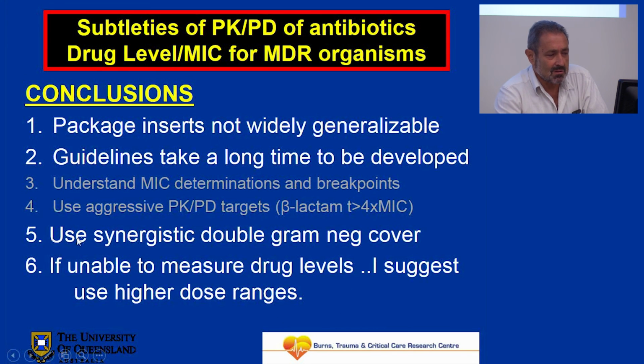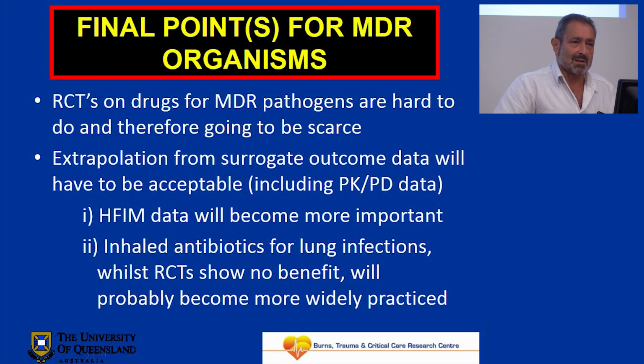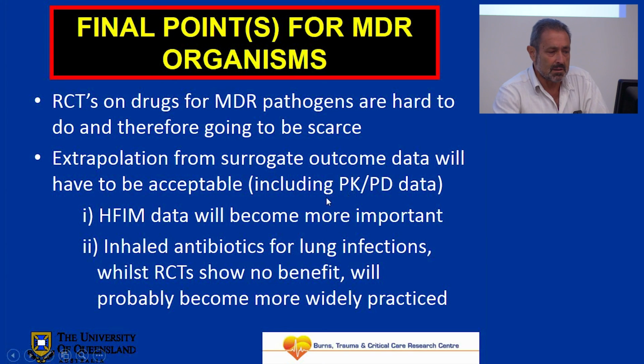And what I'm going to suggest here is if you're unable to measure drug levels, use the higher dose. So I can't tell you how to use a specific drug in a specific resistant organism, but unless you've got those concepts, you're not going to dose properly and you'll underdose. And RCTs are going to be difficult. I think that there has to be extrapolation from surrogate outcomes of PK/PD.